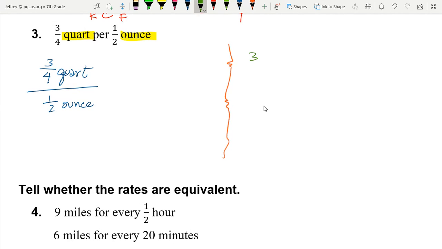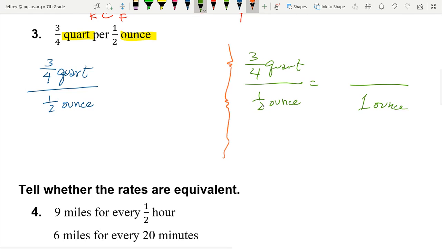So the first way would be to multiply. I'll show you. So 3/4 quart over 1/2 ounce. And we need to make this into 1 ounce, right? Because a unit rate means it compares to 1 unit. So how do we get 1/2 to become 1? And of course, we double it. We multiply by 2, right? So we multiply this by 2. Remember a whole number has a denominator of 1. So 1 times 2 is 2, and 2 times 1 is 2, and that is equal to 1 ounce.